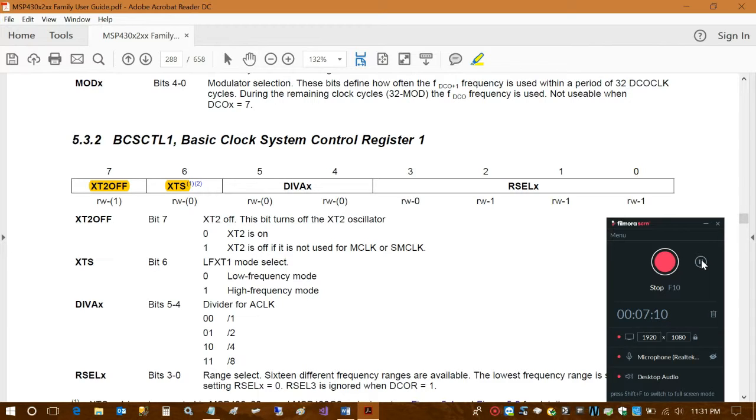XTS 0 means low frequency mode, 1 means high frequency mode, that is the LFXT1 oscillator can be connected to a 32.768 kilohertz oscillator, that is a clock, the one that is connected to our wall clock, or the standard crystal of 16 megahertz or 25 megahertz. So if you want to run in low frequency mode, we have to put this 0.